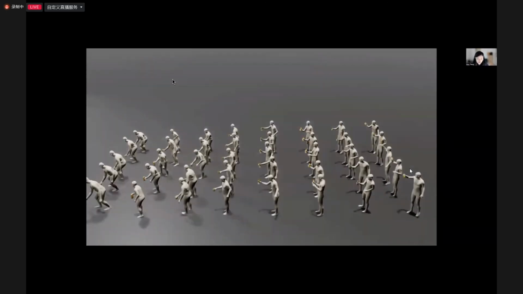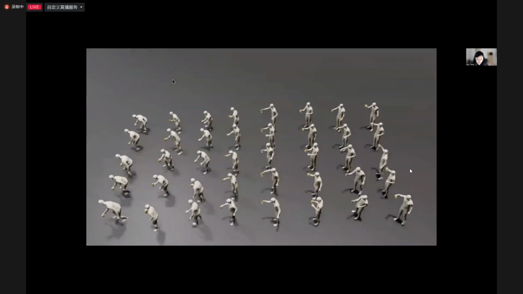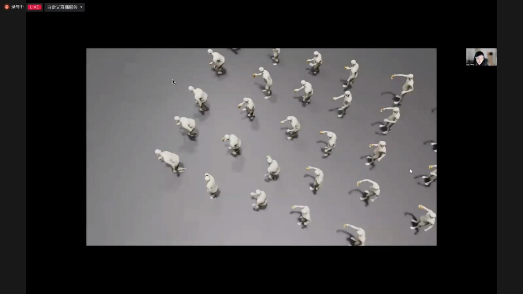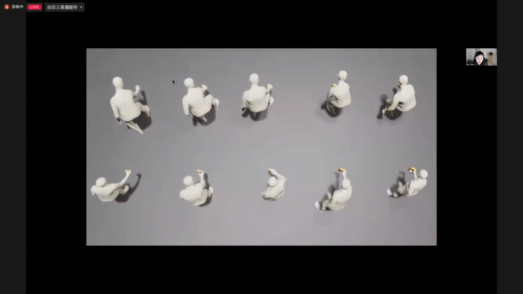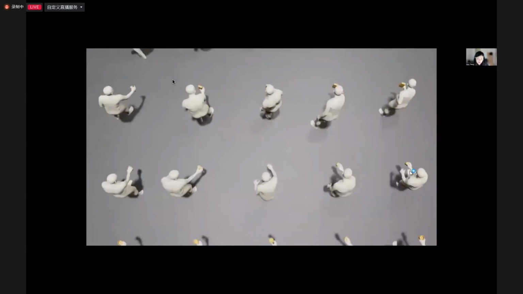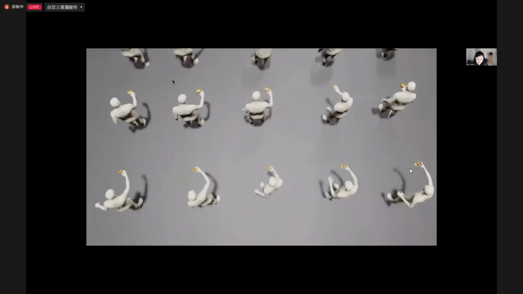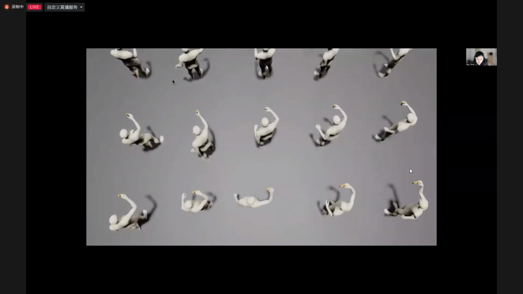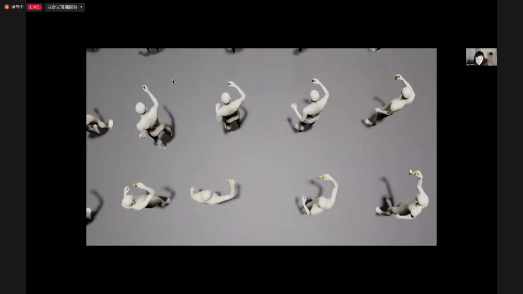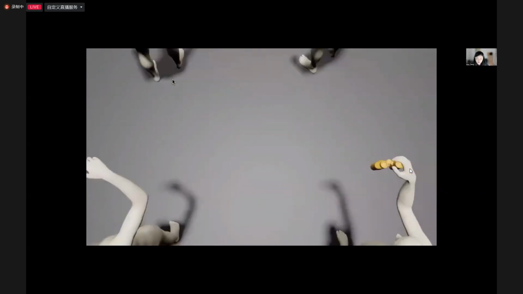And here I want to show you the randomly generated ending poses. The objects are unseen during training, and they also have different heights in 3D space, and you can see our model can generate pretty good ending poses, and these are all random samples, right?